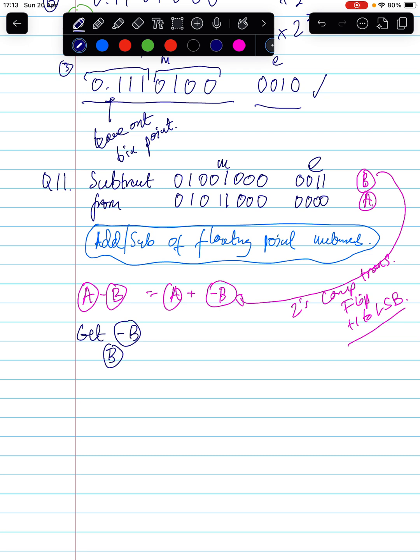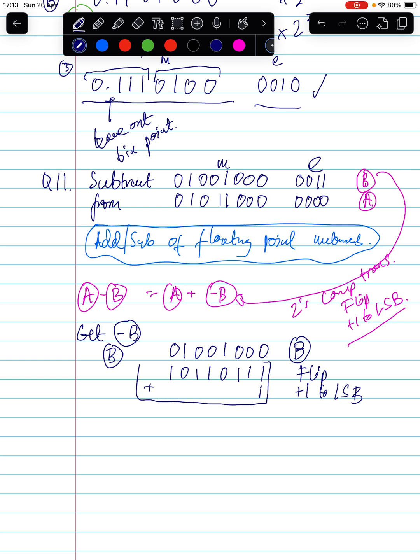on the mantissa. The mantissa for b is 0, 1, 0, 0, 1, 0, 0, 0. We want to flip the bits, so 1, 0, 1, 1, 0, 1, 1, 1. So that's the flip. And then we want to add 1 to the least significant bit. That's what we're going to be doing.